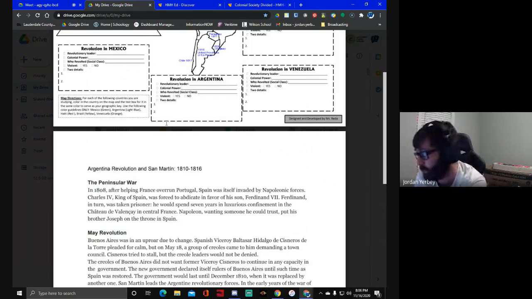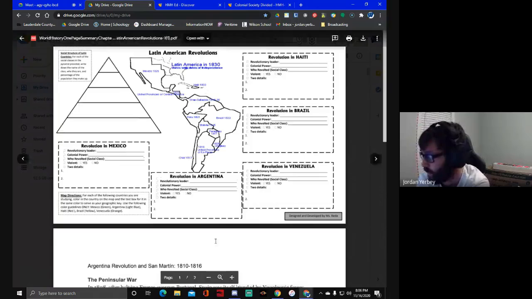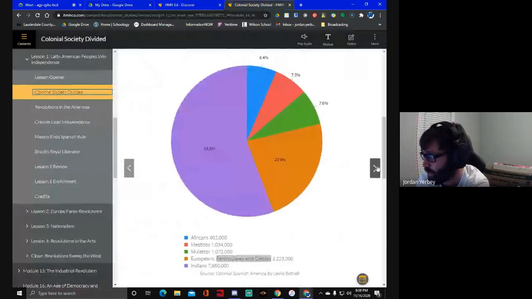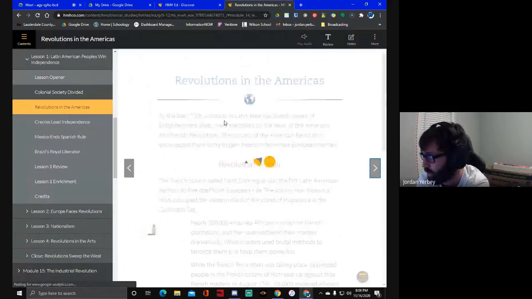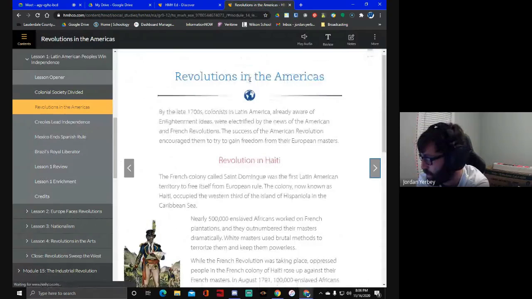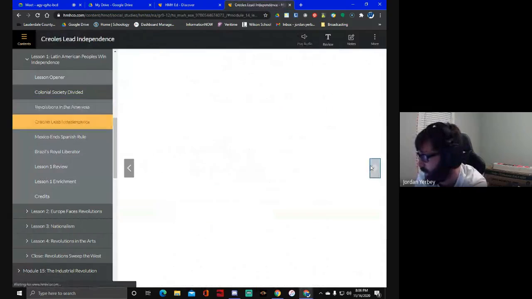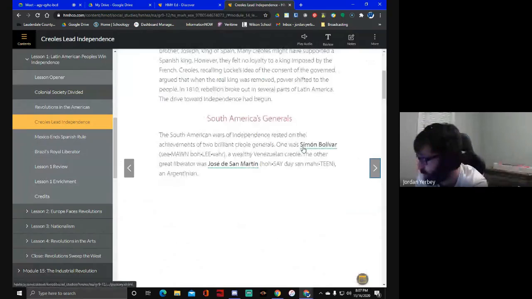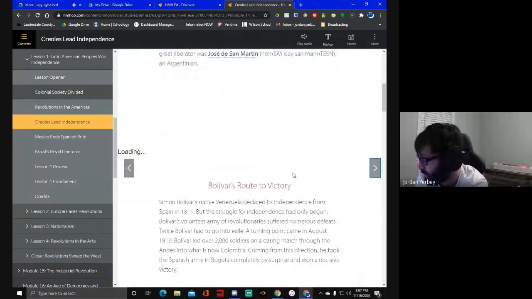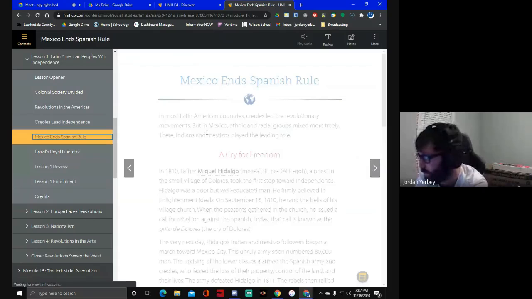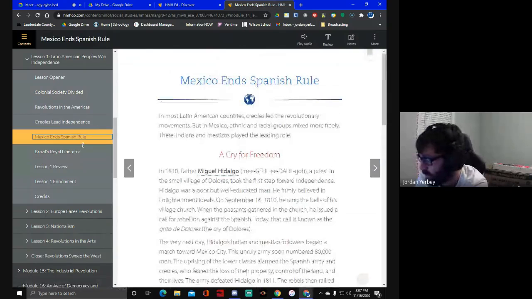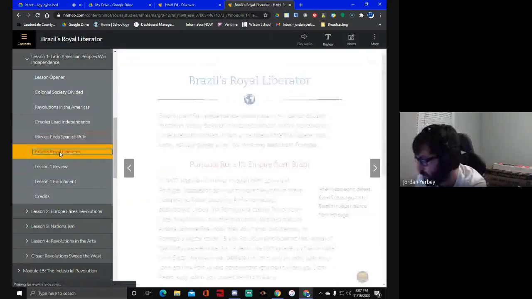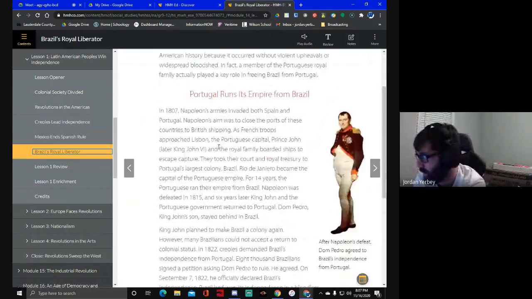You would do the same thing for each one of these, but your readings for every other one besides Argentina are going to come from in here. You can see it goes in this order: revolutions in the Americas. You've got the ones in Haiti, and then Simon Bolivar in Venezuela, and then you have Mexico, and then you've got Brazil. There it is. Okay, so you have those ideas there.